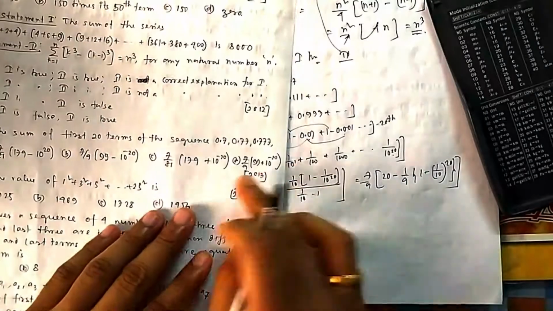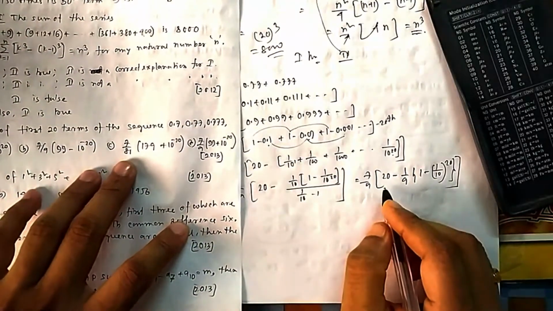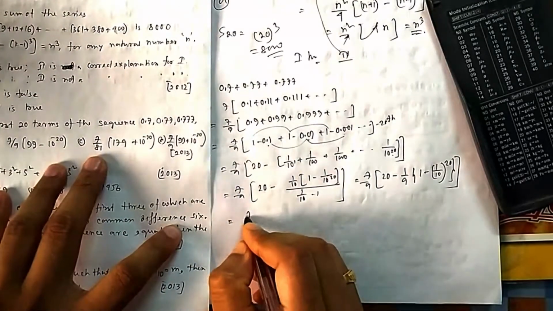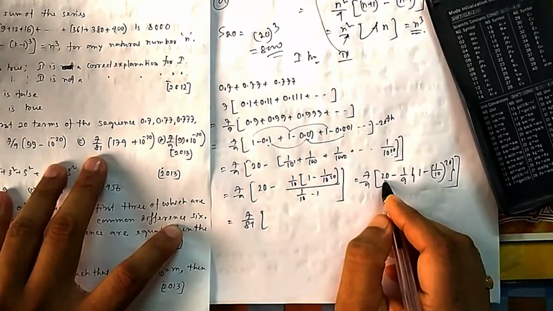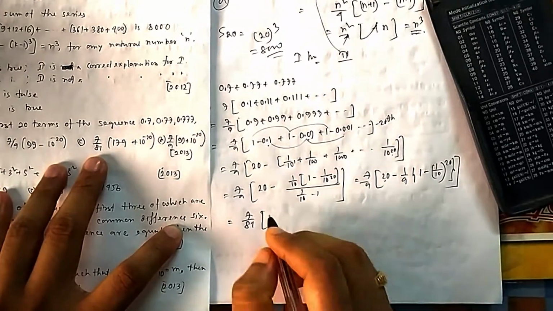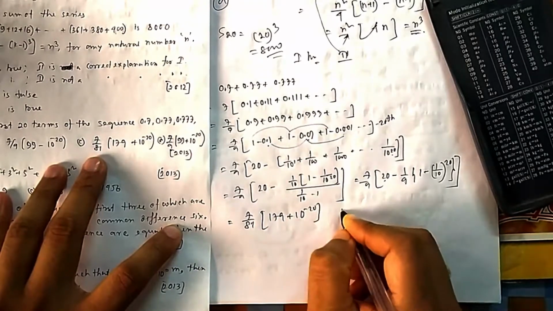But if you see, your answer is in a particular format, so you have to make it in that format. You can take 7 to the power 81 as common, and then it will be 180 minus 1, that is 179, then plus 10 to the power minus 20. So that is your option C.